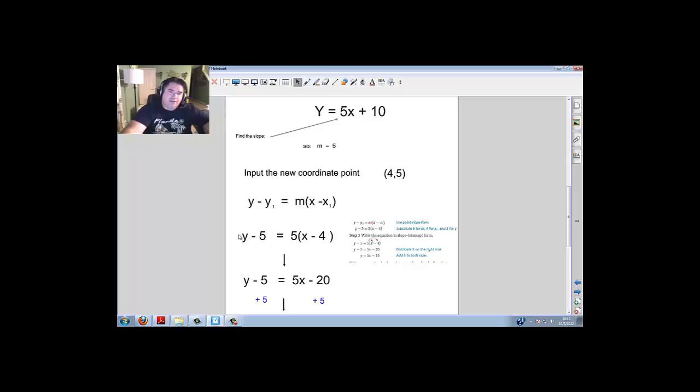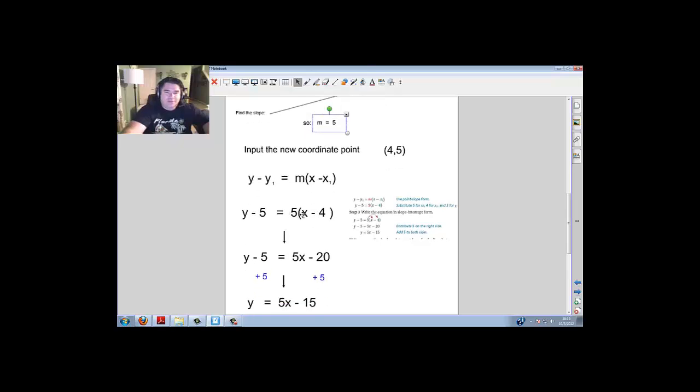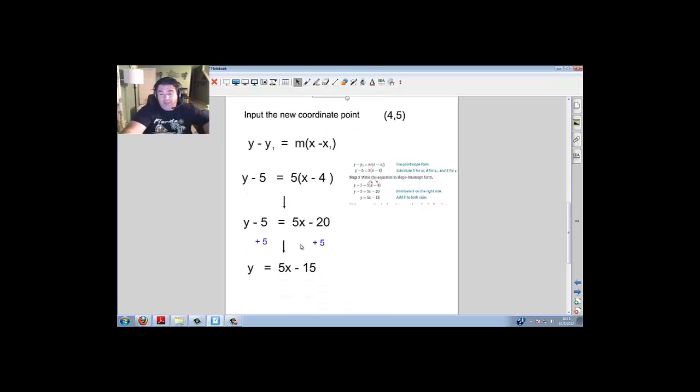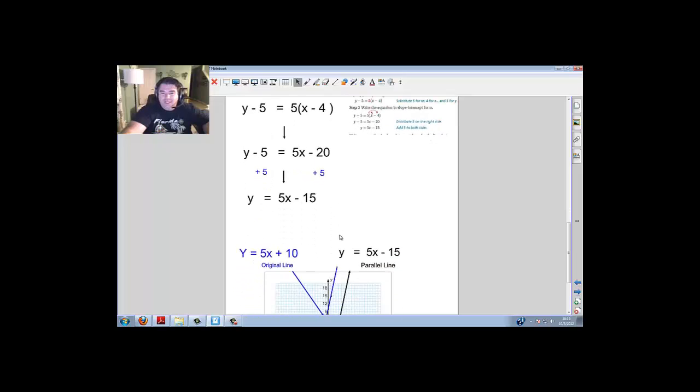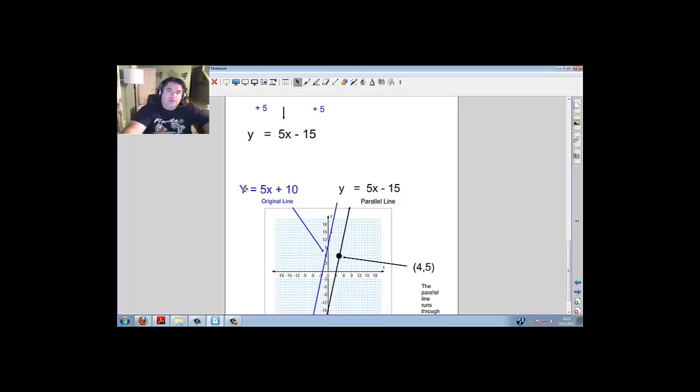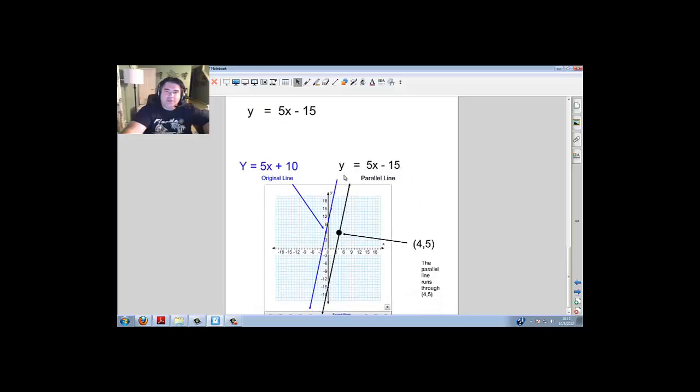So simply put, instead of y minus y1, y minus 5, and slope instead of m is going to now be a 5, as I proved there, and x instead of x minus x1, x minus 4. Now you go ahead and times them both by 5, which is this here. Instead of minus 5, add 5, and y equals 5x minus 15. Take a look. y equals 5x plus 10, which is the original line, and y equals 5x minus 15 is the parallel. Notice here how they have the same slope, and this does run through 4 comma 5.